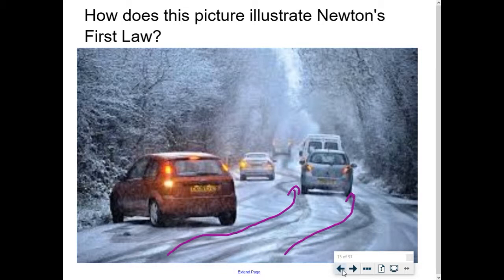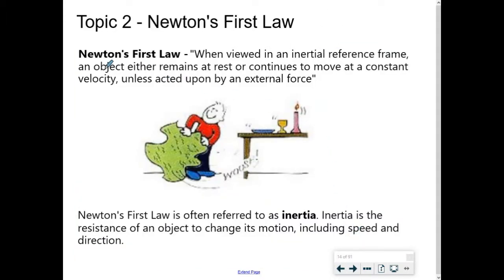You might not recognize it, but let me go back to that definition here. An object either remains at rest, I'm going to cover that one in a bit, so let's just put that in brackets for right now. An object continues to move at a constant velocity unless acted upon by an external force. What's the external force when you're trying to stop a car? The tires against the road, that friction. That's the external force. If there is no friction between the rubber of your tires and the asphalt road, there is no external force, which means that a car just keeps going.